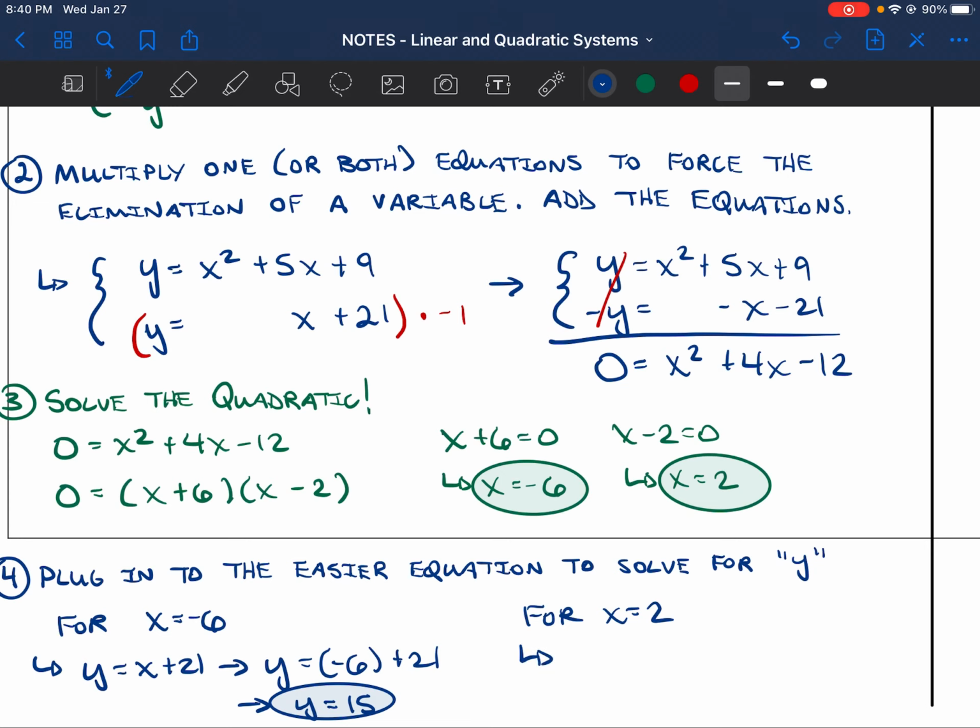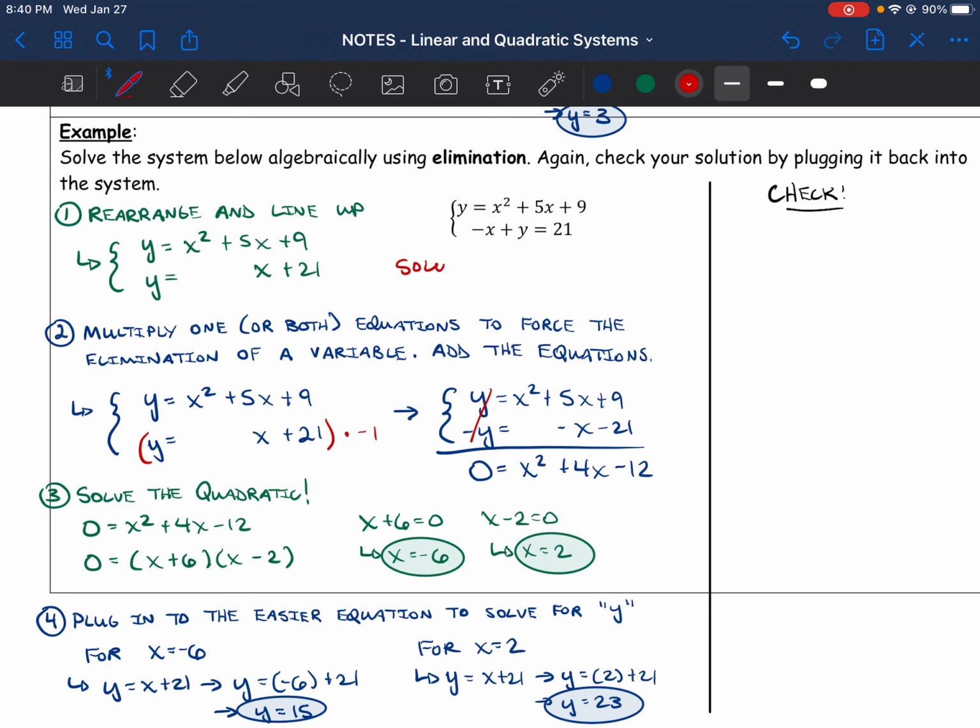Okay, now let's look at x equals 2. All right, so again, easier equation, y equals x plus 21. Plug in 2 for x. That gives us y equals 2 plus 21, which tells us that y equals 23. And there's our two solutions to the system. So we can see here, if x is -6, y is 15, so (-6, 15) is the solution. And we can also see that when x is 2, y equals 23.